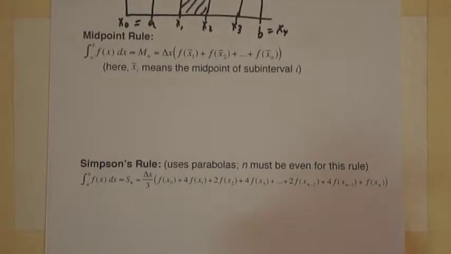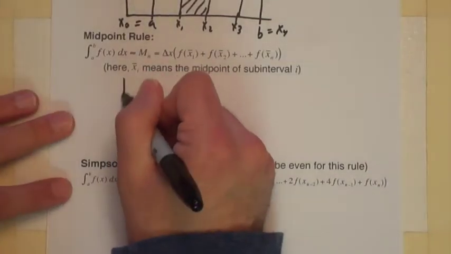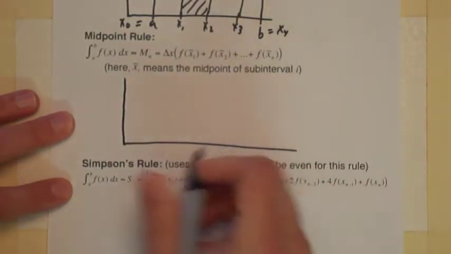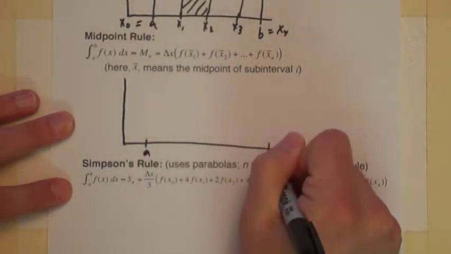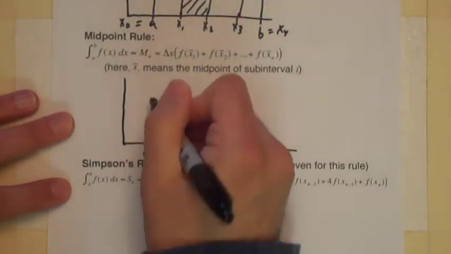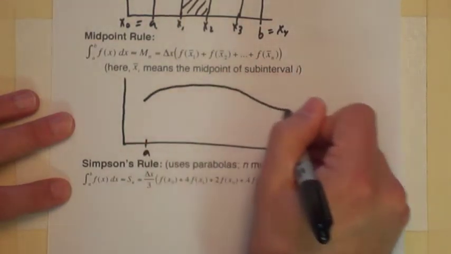Slightly more accurate than the trapezoid rule is the midpoint rule, which does something a little bit different. Goes like this, to go from A to B on, let's say, this curve.